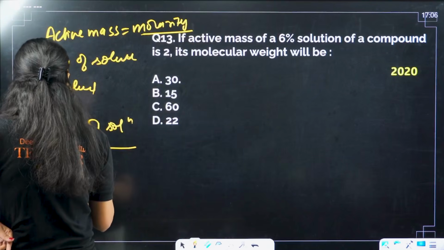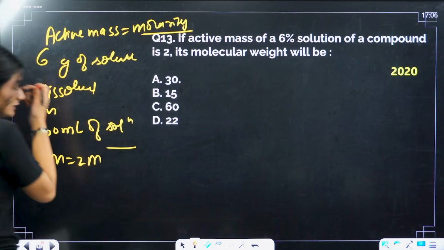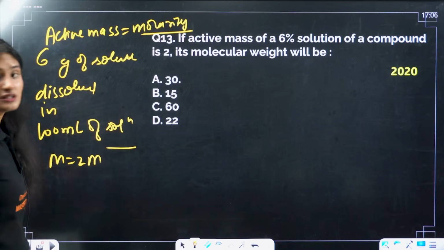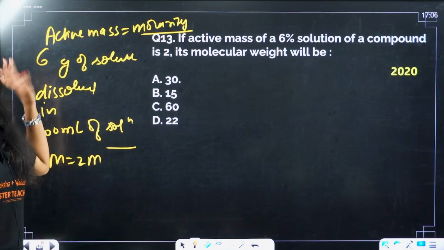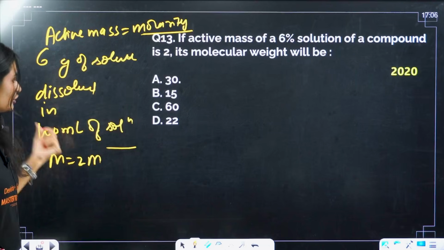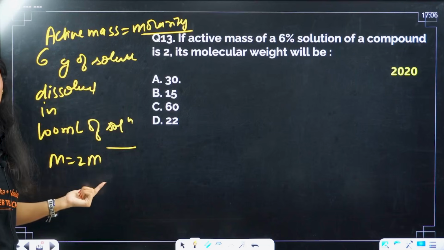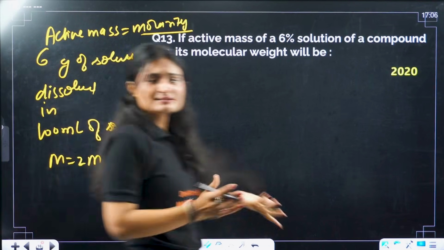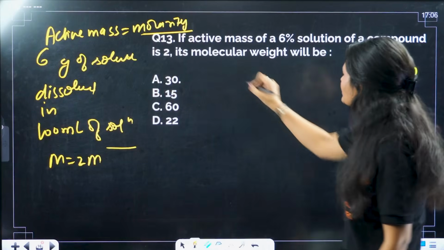And if active mass is 2, that means molarity is 2 M. Active mass means molarity, right? Okay, the molecular weight you need to find. Amount of solute is given, volume of solution is also given, molarity is also given. Simple, we have all the data we need.